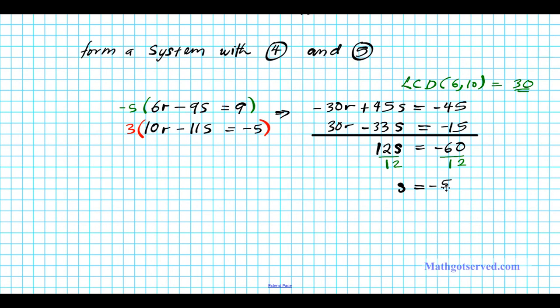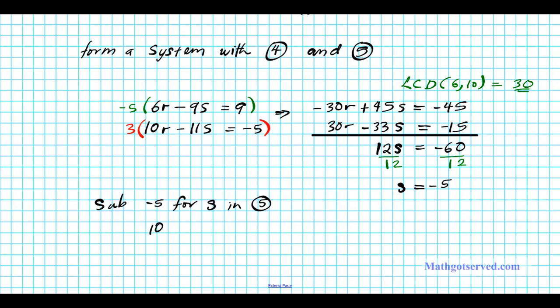Now we can plug the value of s into 4 or 5 to get the value of r. So how about we plug it into 5? Okay, so what I'm going to do is substitute negative 5 for s in equation 5 with the goal of getting what r is. Okay, so let's go ahead and do that.